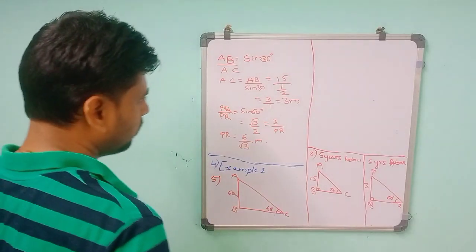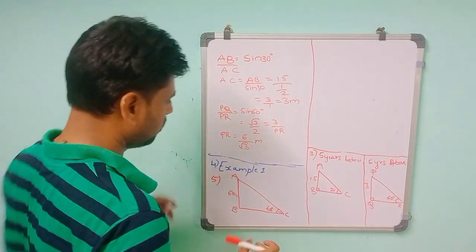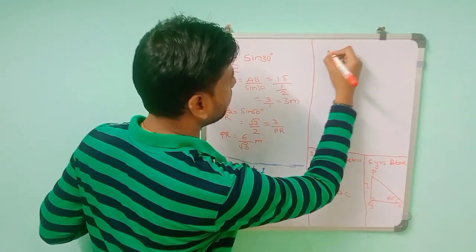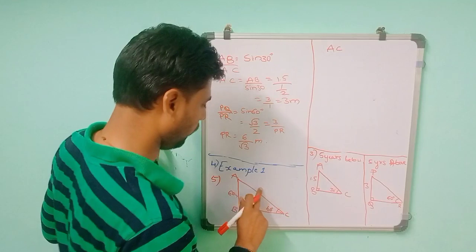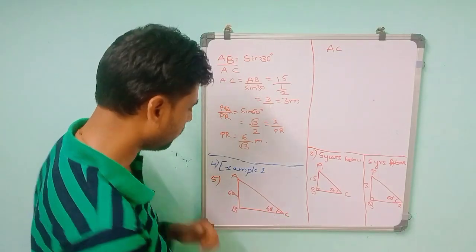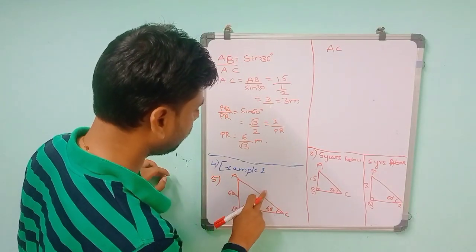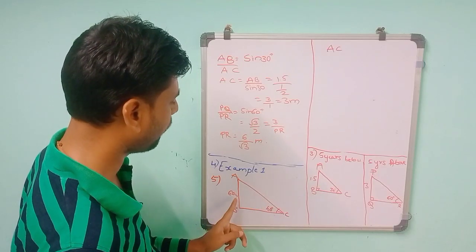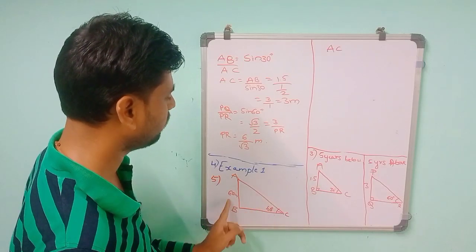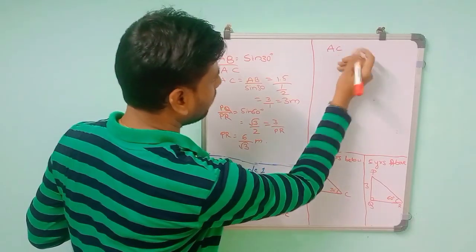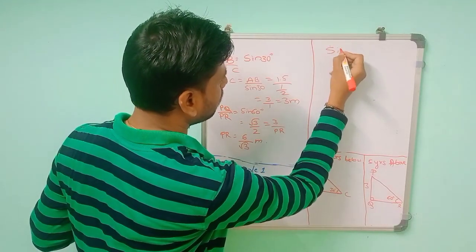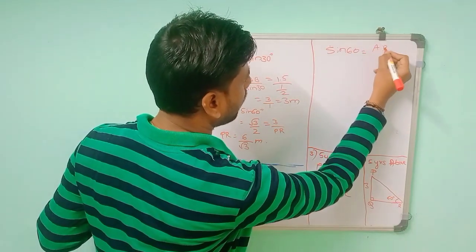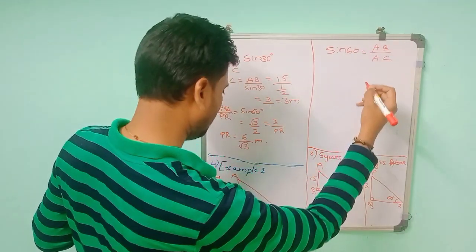So for this one, we have to find the length of the string. That is AC, which we don't know. This value they given, 60 meter. If you see, the angle's opposite side is there, and the hypotenuse is unknown. So opposite by hypotenuse, that is sin 60. So sin 60 is equal to opposite by hypotenuse, that is AB by AC.